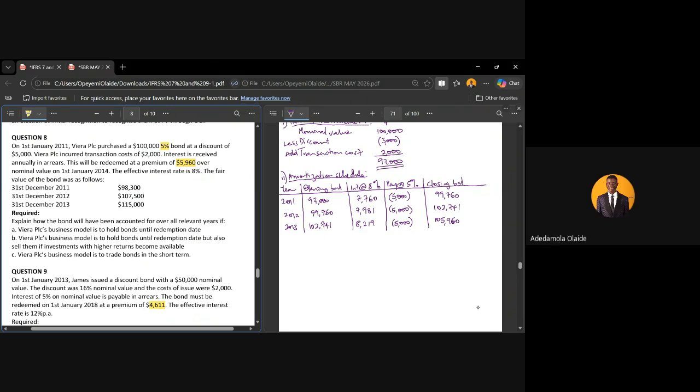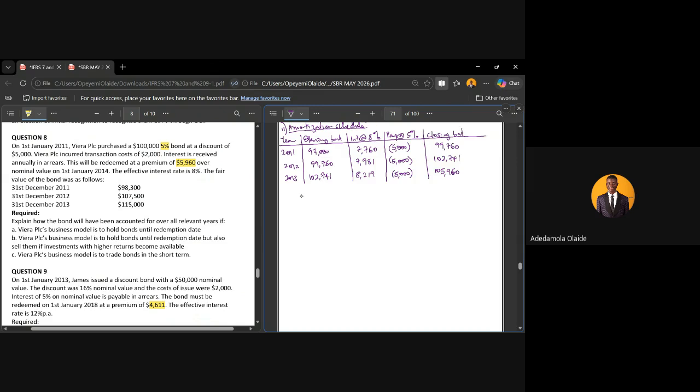So having done this, our SOPL extract will then be what?